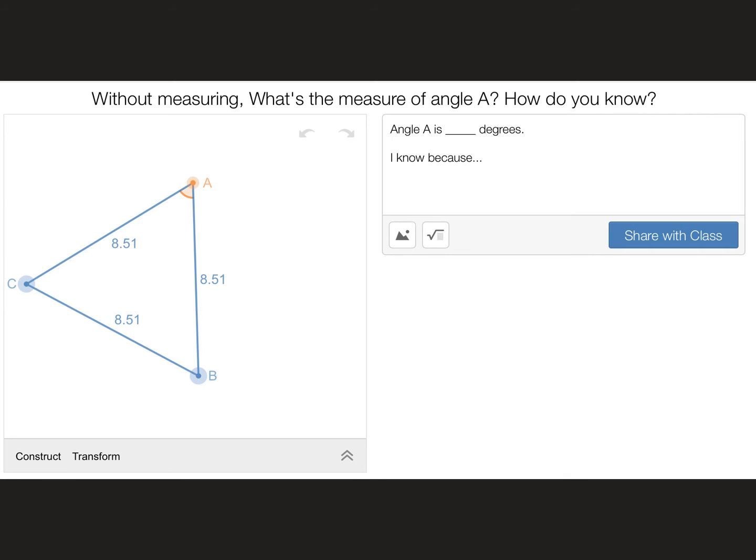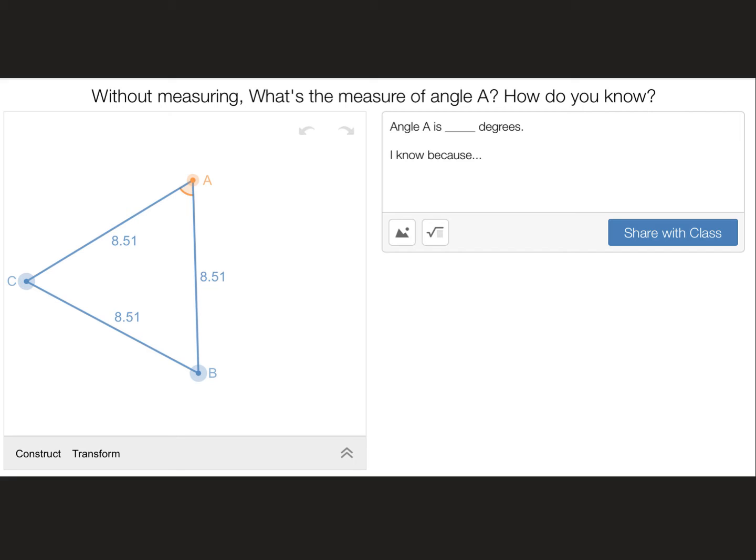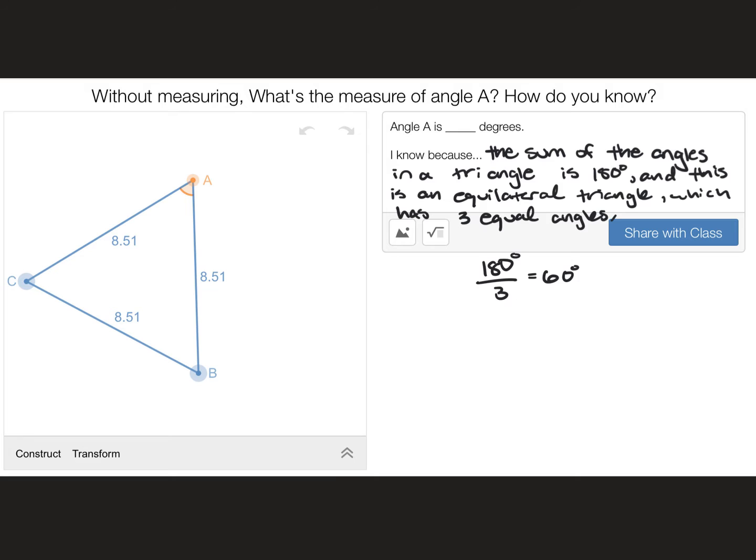Please try this one again on your own first, but as you're going through this, you might notice that all side lengths are measured as the exact same. And in Desmos, you could grab B and drag it around so that you could see that these would change with that. And if that's the case, because we know that the sum of the angles in a triangle is 180, and this is an equilateral triangle because all 3 sides are the same, that means all of the angles must be equal. So 180 divided by 3 is 60, and we know that the angle A should be 60 degrees.